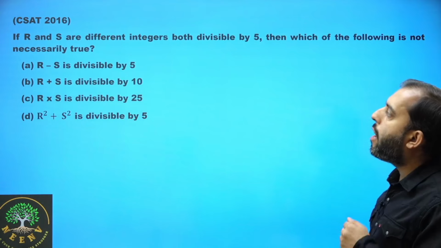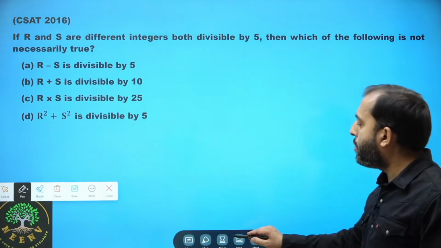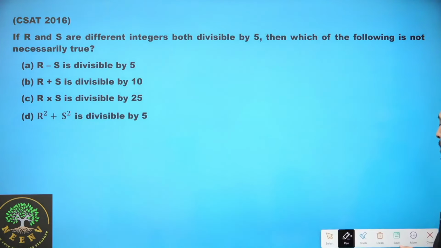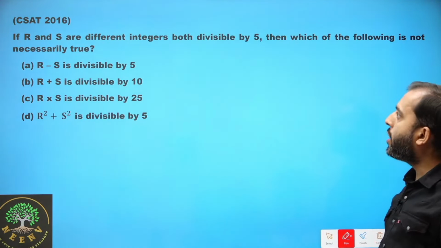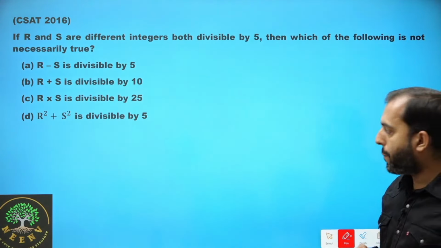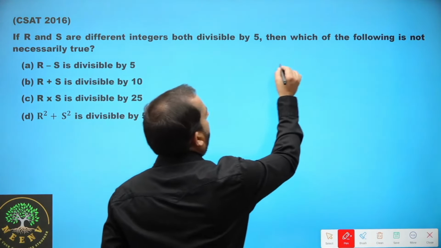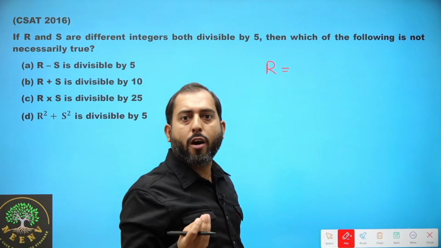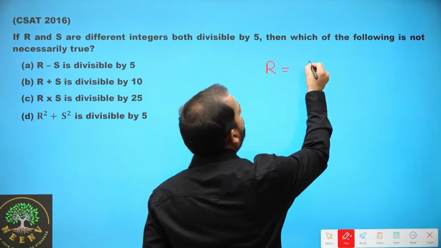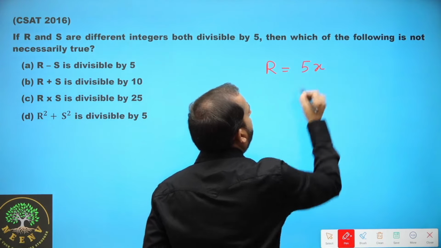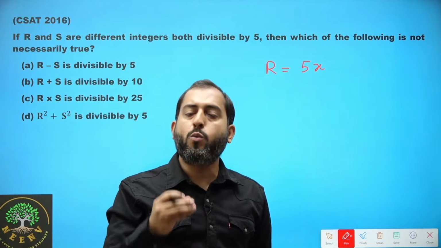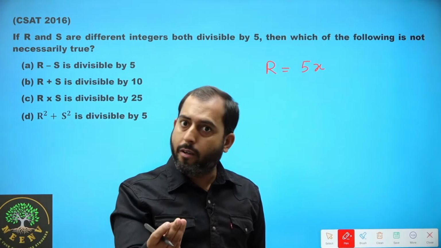It says if R and S are different integers, both divisible by 5, then which of the following is not necessarily true? So R is an integer divisible by 5. So assume R to be equal to 5x. A number divisible by 5 meaning a number which comes in the table of 5.